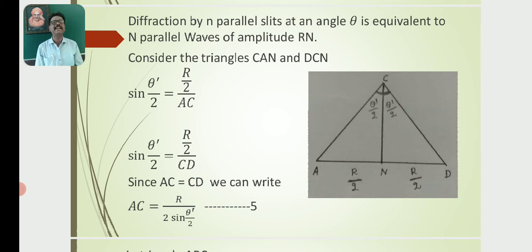Then sin theta dash by 2 is equal to R by 2 by AC. Sine theta is equal to opposite by hypotenuse. So from this triangle, sin theta dash by 2 is equal to R by 2 by AC. Further, sin theta dash by 2 is equal to R by 2 by CD. Since AC is equal to CD, this is the diagram. Then you can write AC is equal to R by 2 sin theta dash by 2. Let this be equation number 5.